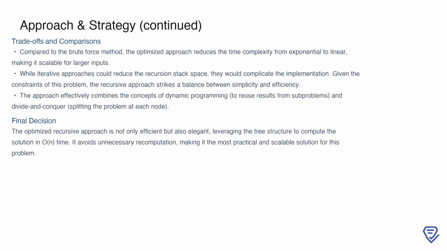Ultimately, the decision to use the optimized recursive approach is driven by its elegance and practicality. It leverages the inherent structure of the binary tree to achieve an O(n) solution, minimizing unnecessary computations and ensuring scalability. This makes it the most effective and robust strategy for solving the binary tree maximum path sum problem.